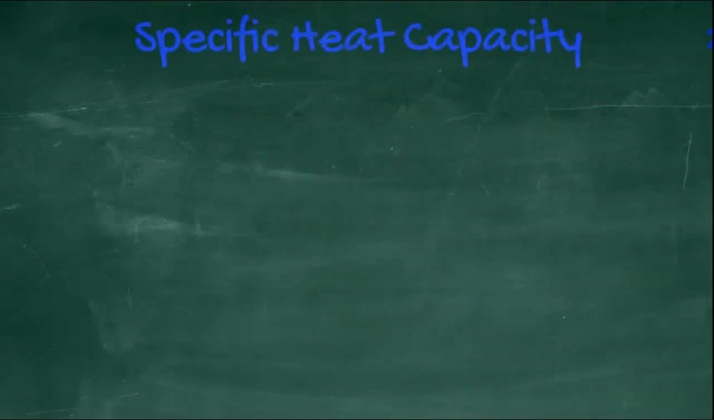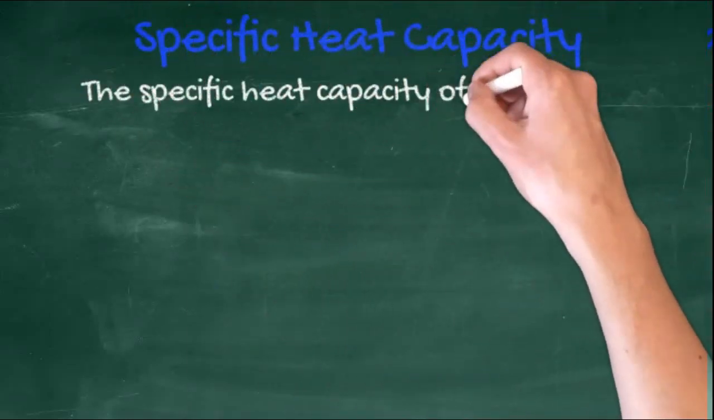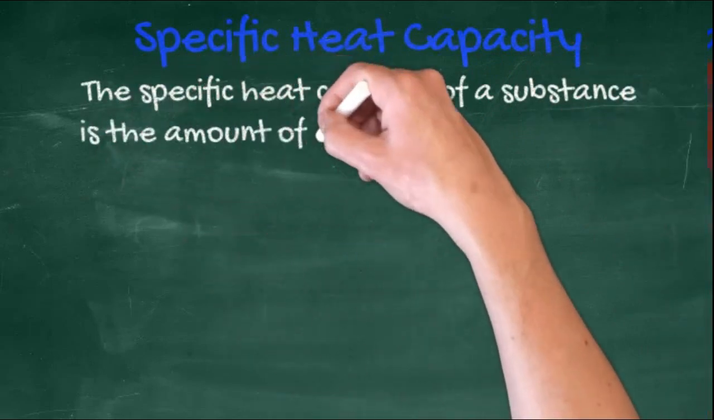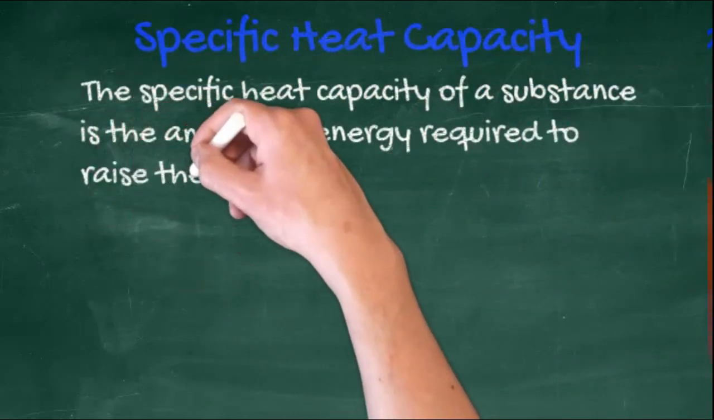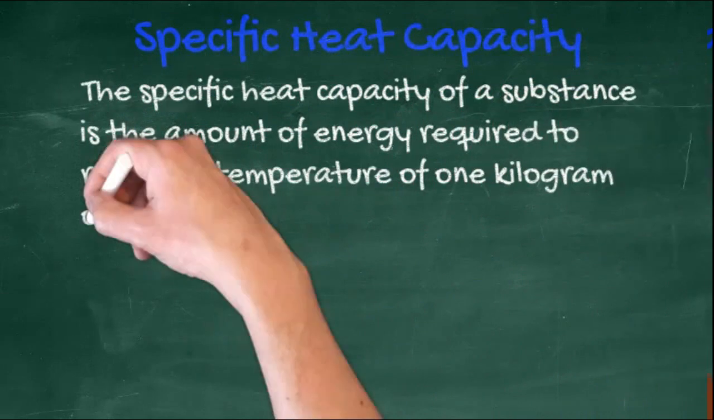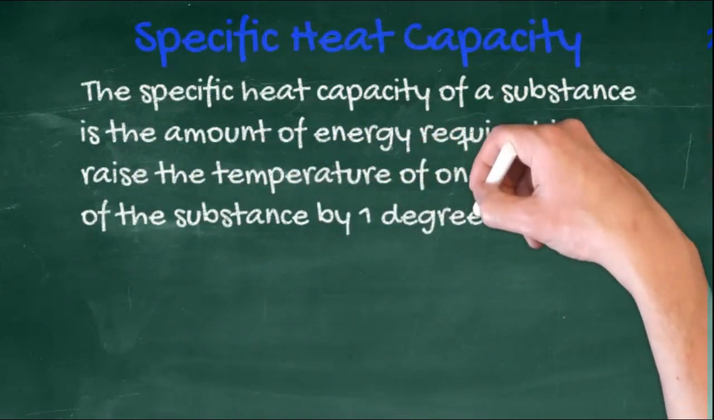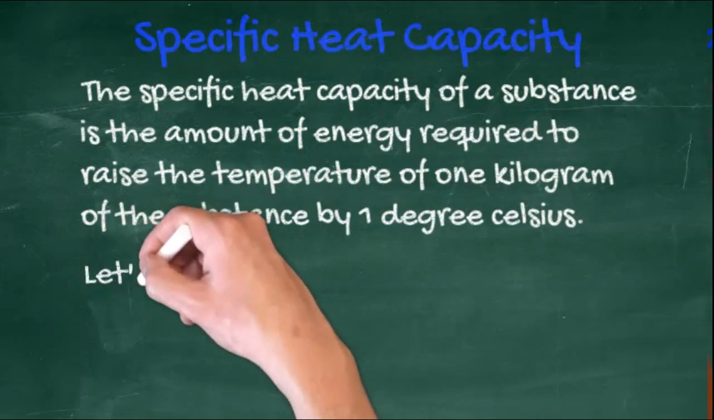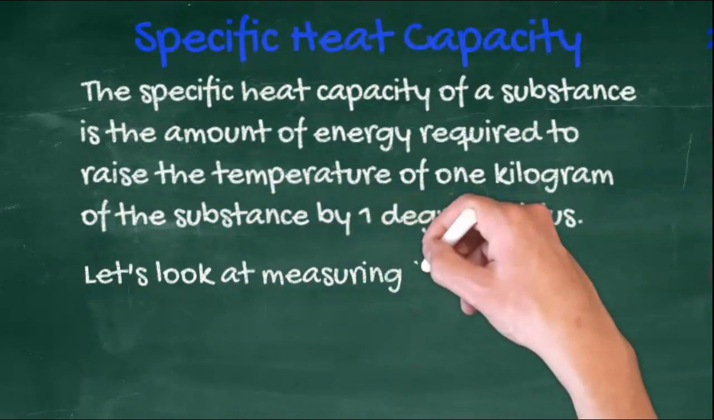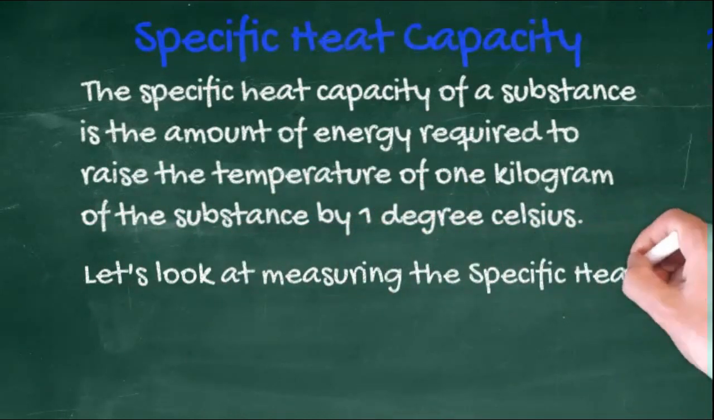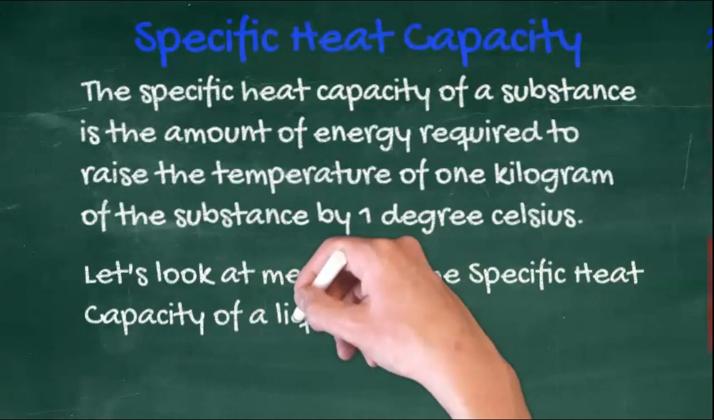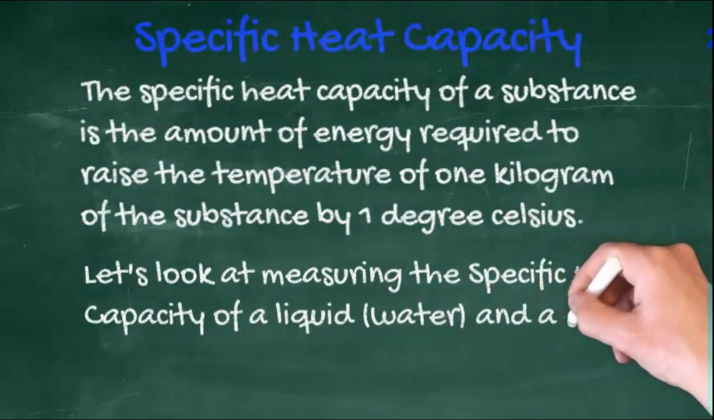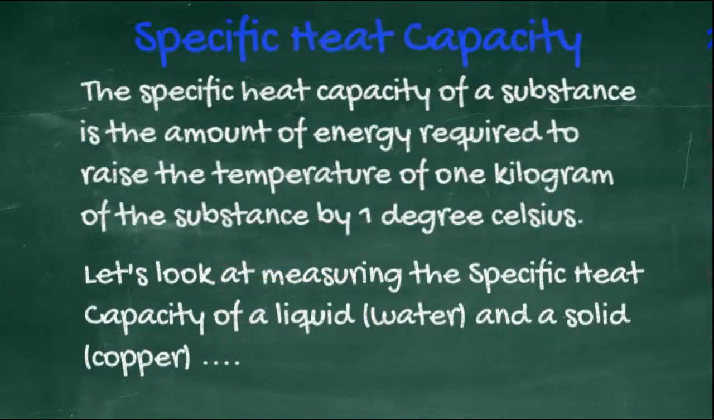Specific heat capacity. The specific heat capacity of a substance is the amount of energy required to raise the temperature of 1 kilogram of the substance by 1 degree Celsius. Let's look at measuring the specific heat capacity of a liquid, in this case water, and a solid, copper. Measuring the specific heat capacity of water is another core practical.